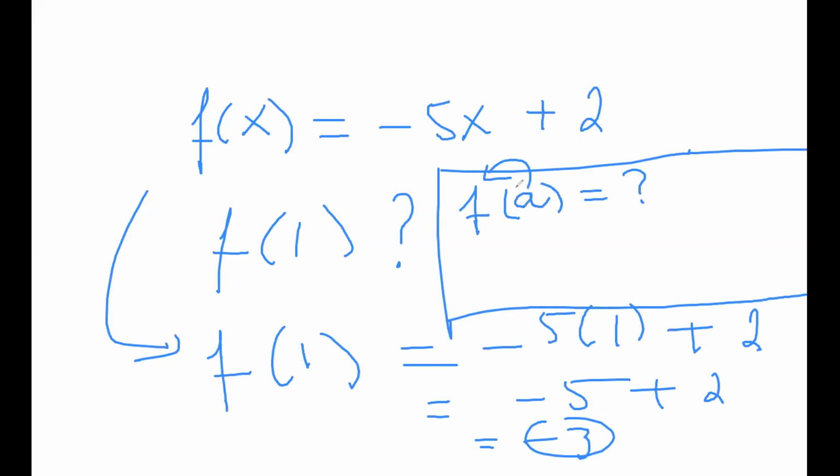So each x will be substituted with a. I'm going to remove this x and substitute the a. So f of a will be -5 times x. -5 stays, but instead of the x, I'm going to put minus a, plus 2. And that's it. If you have more x's here, substitute all of them with that value.